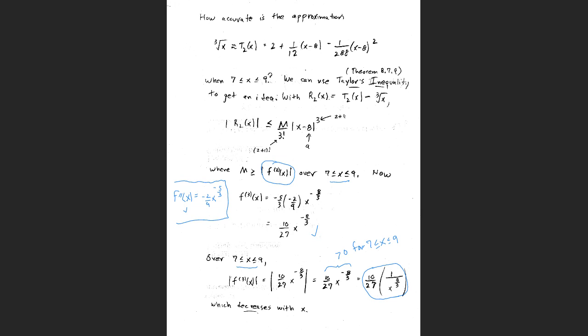Now, why do I do that? Why do I take x to the negative 8/3 power and write it as 1 over x to the 8/3 power? I do that because it helps me see that this third derivative is decreasing with x. Clearly, because x to the 8/3 is in the denominator of this rational function, as x gets larger, the third derivative function is going to decrease with x. And this is going to help us then determine what m is.